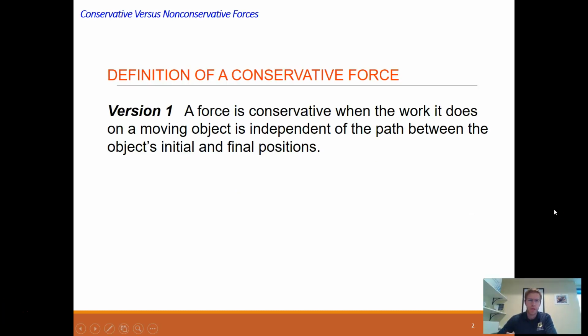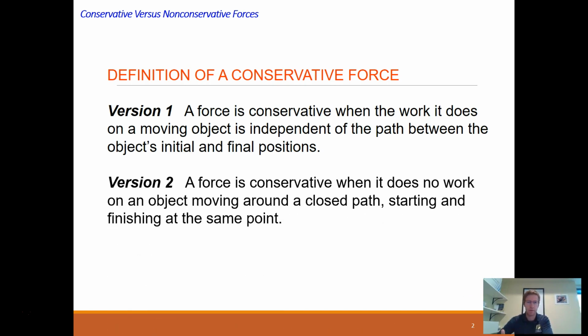There's really two ways you can think about the definition of a conservative force. The first is that a force is conservative when the work it does on a moving object is independent of the path it takes between its initial and final position. If you remember back in chapter 7, we talked about how the work done by gravity is independent of the path. It doesn't matter if you move straight down or at an angle gently down to the same height. If your change in vertical height is the same, then the work done by gravity is the same. So gravity would be one example of a conservative force.